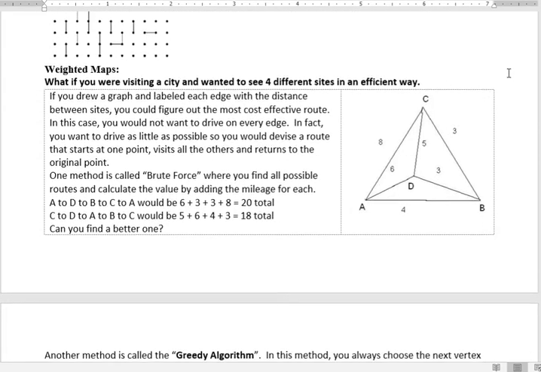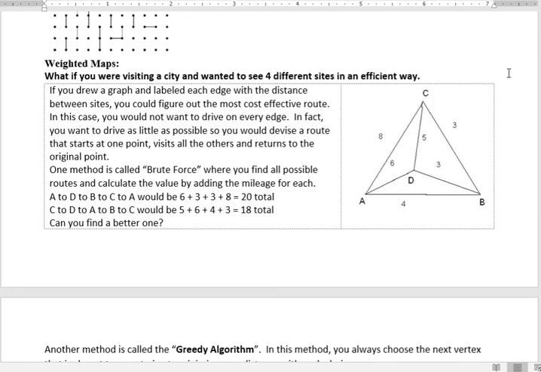One of the things we talk about when we're talking about Hamilton circuits and paths is a weighted map. If you wanted to visit a city and see 4 different sites in an efficient way, such as A, B, C, and D, it wouldn't be very efficient to drive all the way up, back, down, whatever. You want to find the most efficient route. You want to drive as little as possible, so you would devise a route that starts at one point, visits the others, and returns to your original point.